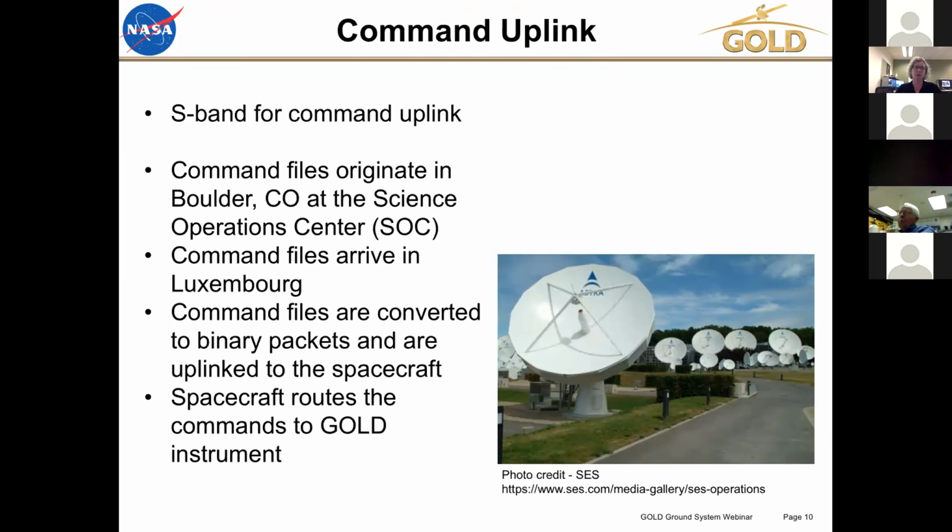So following the command path, command files originate here at the SOC in Boulder. We send these command files to Luxembourg to the Satellite Control Center. They convert those files into a binary packet, and they apply the protocol that is necessary to transmit it over the S-band to get it from that ground antenna up to the spacecraft. Once it reaches the spacecraft, the spacecraft routes that packet to the GOLD instrument.